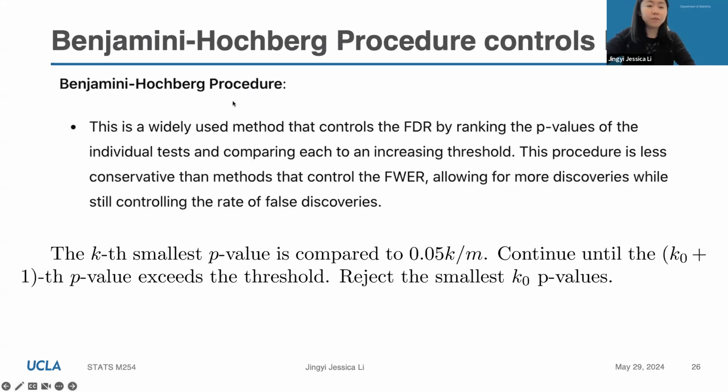What is the Benjamini-Hochberg procedure? It's based on the ranking of p-values. It compares the ranked, or ordered, p-values to an increasing threshold. Specifically, you compare the k-th smallest p-value to the threshold 0.05 divided by m, multiplied by k. k is the order. So as k increases, this threshold increases. You continue until you have a p-value that exceeds the threshold. When you stop, you reject all the previous p-values that were under the threshold.